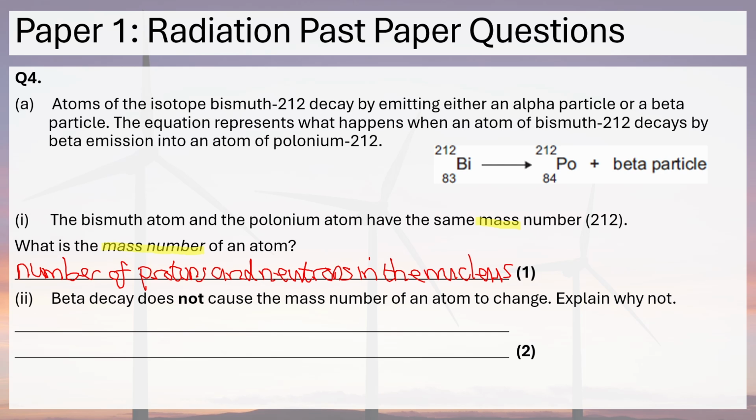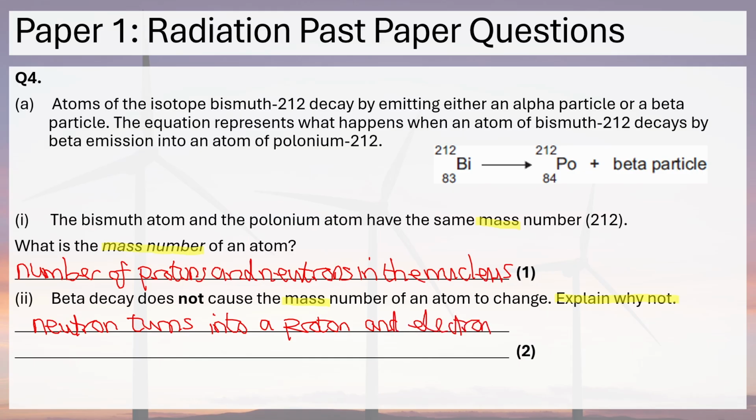Okay, part 2. Beta decay does not cause the mass number to change. Explain why not. So really we need to remember what's happening during beta decay. If you remember, beta is an electron coming from the nucleus. There are no electrons in the nucleus. We know that, it's just protons and neutrons. So something changes in the nucleus to allow an electron to be emitted. So what happens is we have a neutron turns into a proton and electron. The electron is the beta particle.